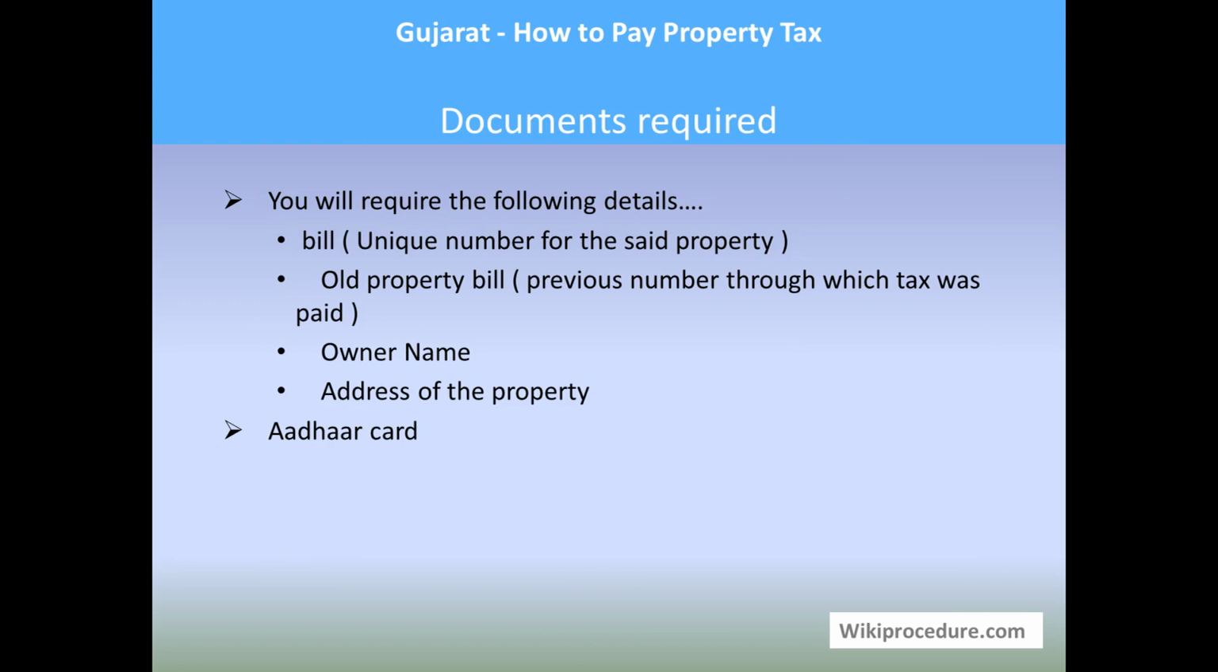Documents required: you will require the bill, a unique number for the said property. If you don't have it, you can acquire it from the old property bill, and use the owner name and address of the property and the Aadhaar card.